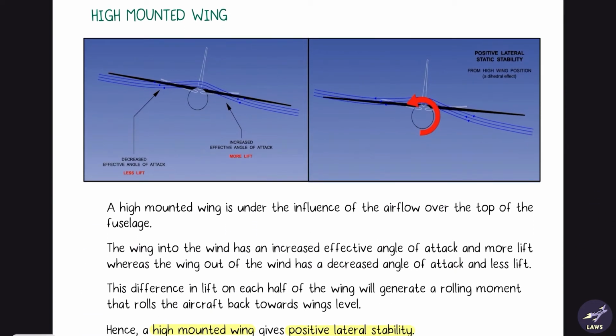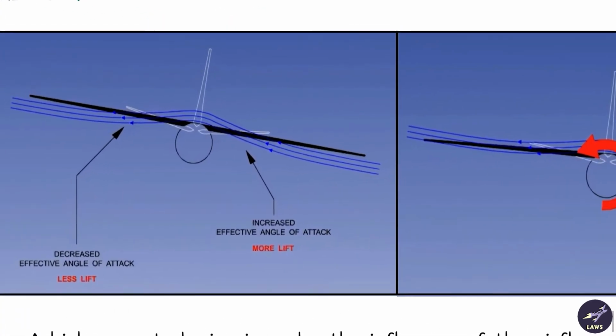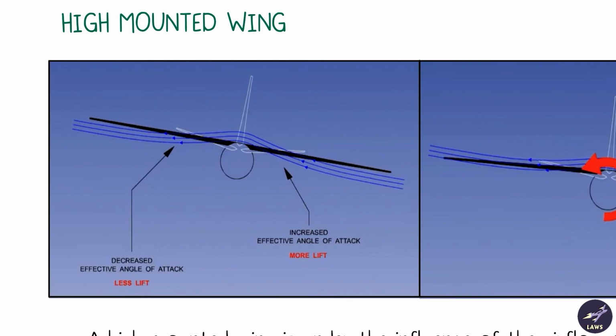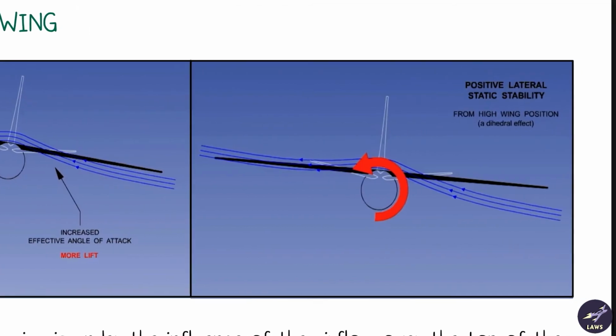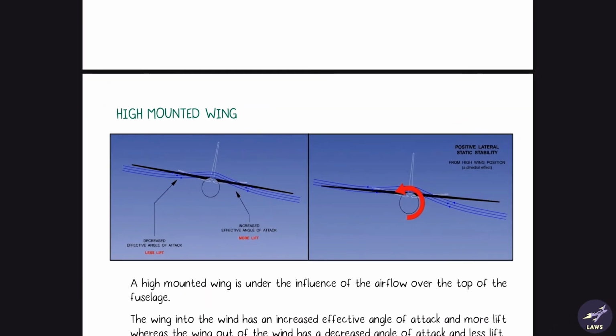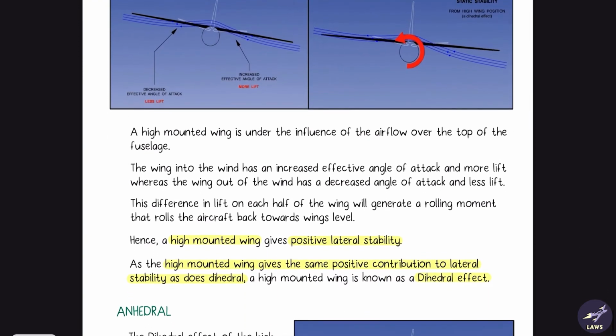So now we'll look at high mounted wing. So this is again coming in under influence of the airflow above the wing. Okay, so similar effect as dihedral. So the angle of attack is increased here as compared to here, it is lesser. It is generating more lift here, and the aircraft is coming back to wings level condition here, as you can see.